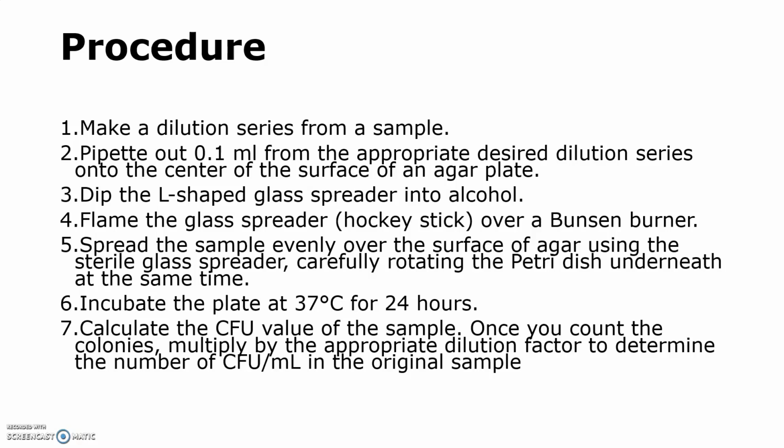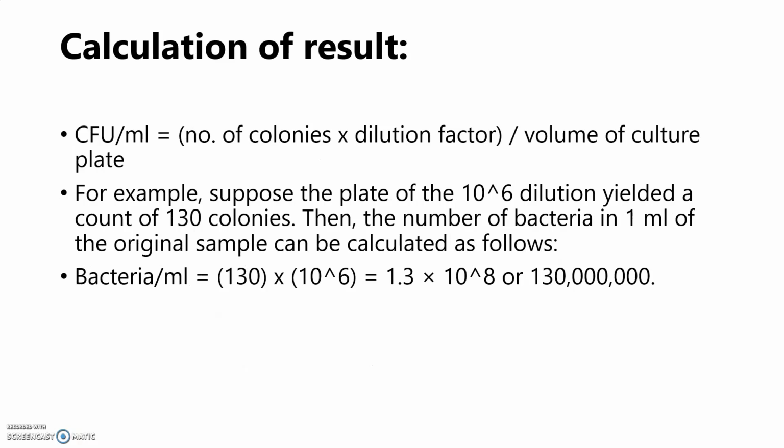Once you count the colonies, multiply by the appropriate dilution factor. So after counting the colonies, we should multiply that value with the dilution factor to determine the number of CFU, colony forming units per ml in the original sample. So the calculation of the method is the number of colonies times the dilution factor, divided by the volume of culture plated.